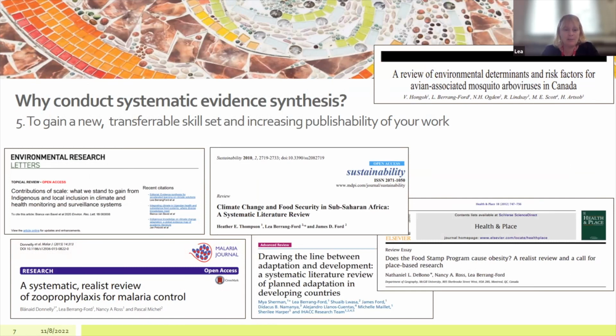And this is just an example of papers that were published by students or early career researchers in my lab over the last few years. And these are the types of things that might only be a review chapter in a PhD dissertation, but became publishable through more robust methods.